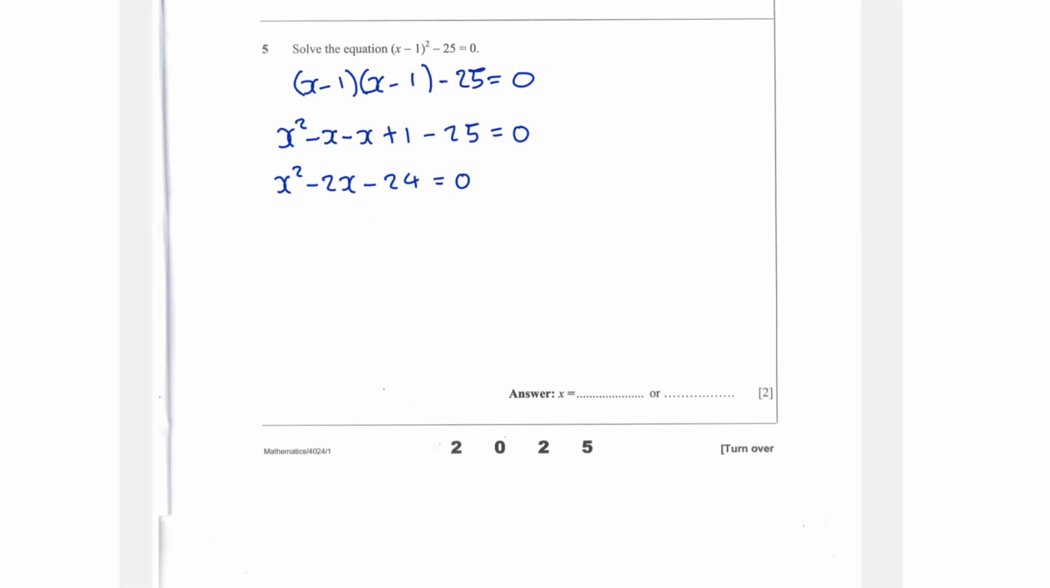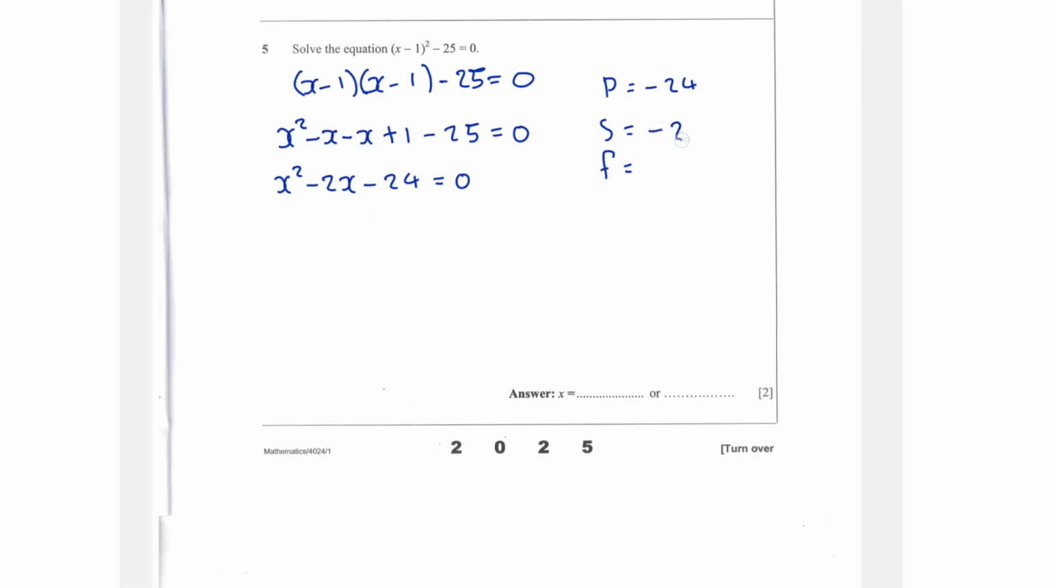So what we have now is a quadratic equation. We first have to identify what is our product, P, and then what is our sum, and what are our factors. So in order to identify the product, we multiply the coefficient of A and then C. So 1 multiplied by negative 24, our product will be negative 24. And then the sum, it is just the coefficient of B. So the coefficient of B here is negative 2.